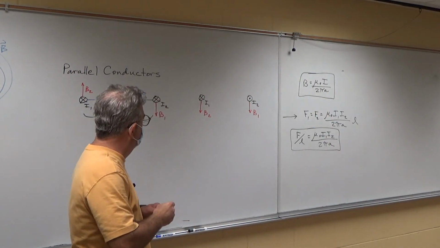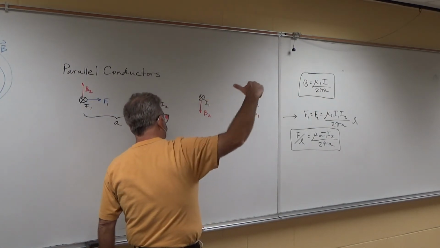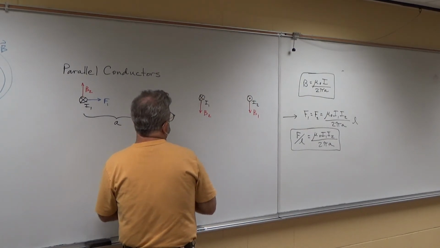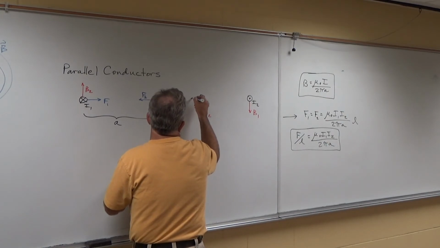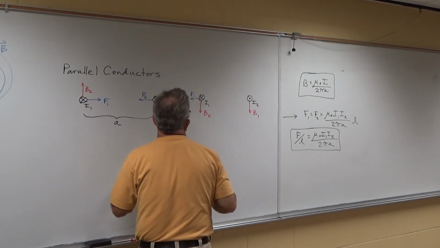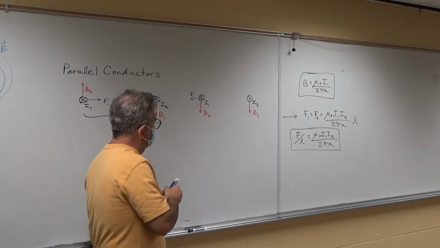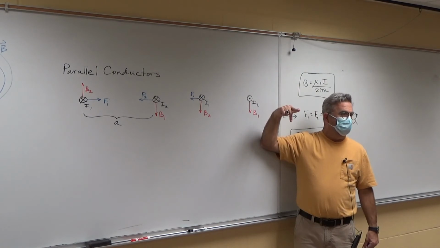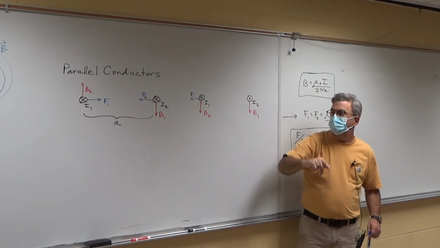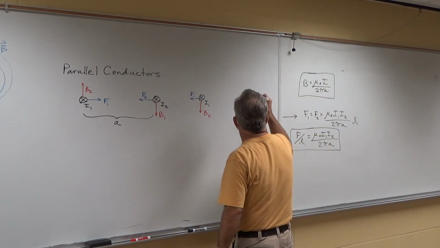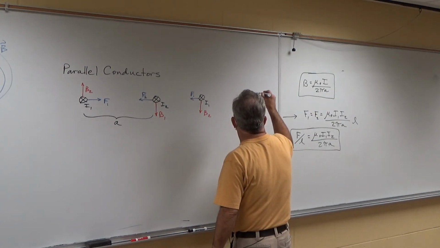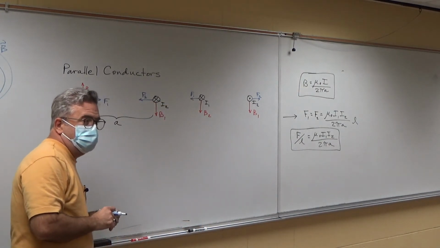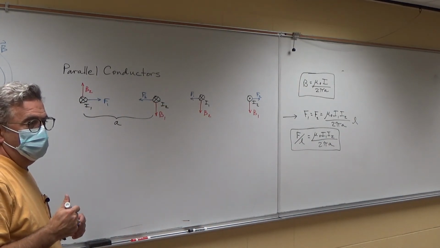Figuring out the force directions. I1 is into the board, B2 is down, F1 is this way. Okay, over here, I2 is out of the board, B1 is down, F2, my thumb was in this direction. Okay. Wires that carry current in opposite directions repel.